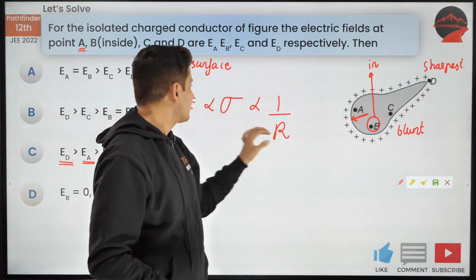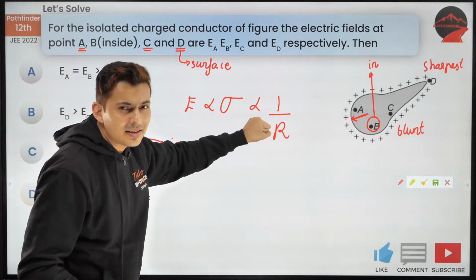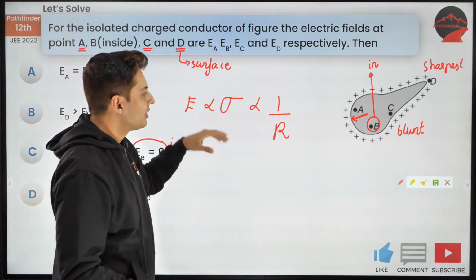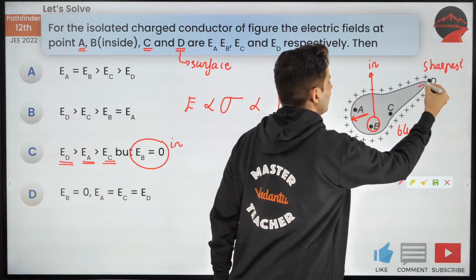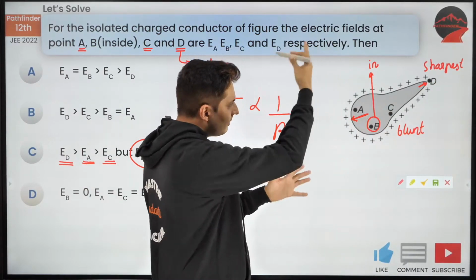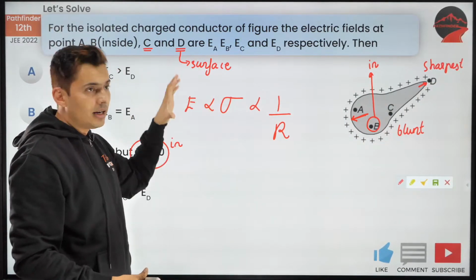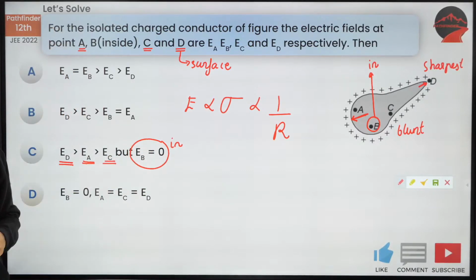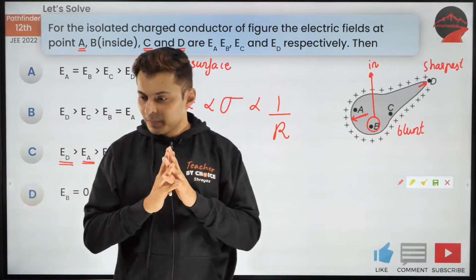So D is the sharpest. So radius is very small, so field is very large. So remember, when you have a sharp edge, the radius is very small. When you have a blunt edge, radius is very large, field is small. That's how this works. Yeah, correct.